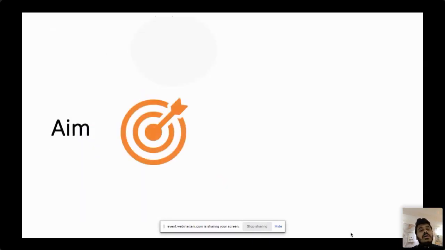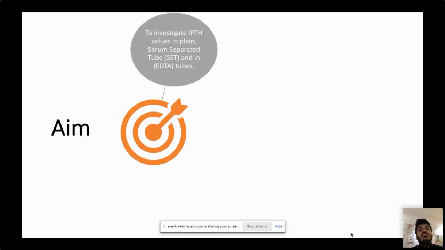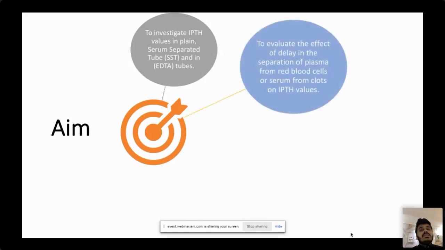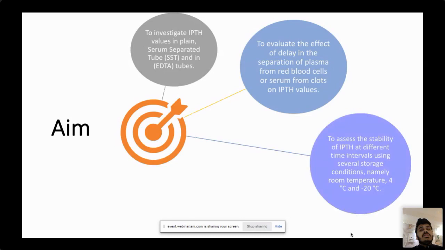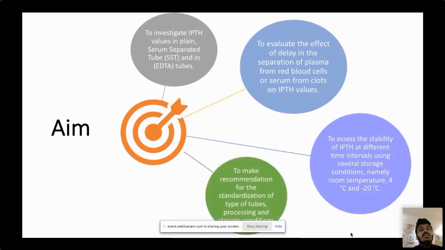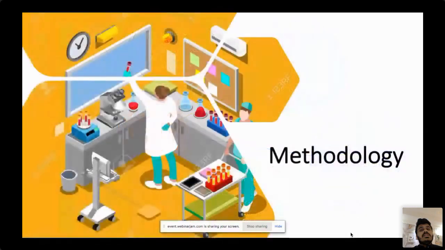So we aimed to investigate intact parathyroid hormone values in plain serum separator tube and EDTA tube to evaluate the effect of delay in the separation of plasma from red blood cells or serum from clots on intact parathyroid values, to assess the stability of intact parathyroid hormone at different time intervals using several storage conditions, namely room temperature, 4, and -20 degrees. Therefore, we want to make a recommendation for the standardization of type of tubes, processing and storage conditions. So let's go to the methodology.